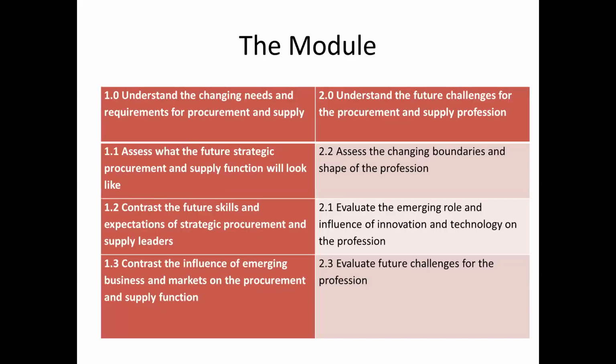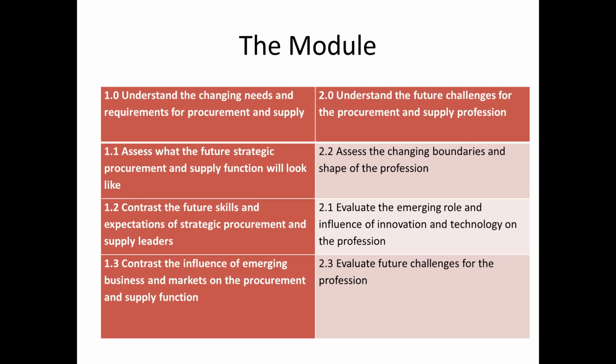Okay, so the module, as we know, just 2 questions, and you should be very familiar with the 2 areas, although there's such a big overlap. Question 1, the changing needs, and question 2, future challenges. Not a lot of difference. I've put 1.1 next to 2.2 there because of the similarity. 1.1 future function, what will it look like? And 2.2 is how will the boundaries change in the shape of the profession?